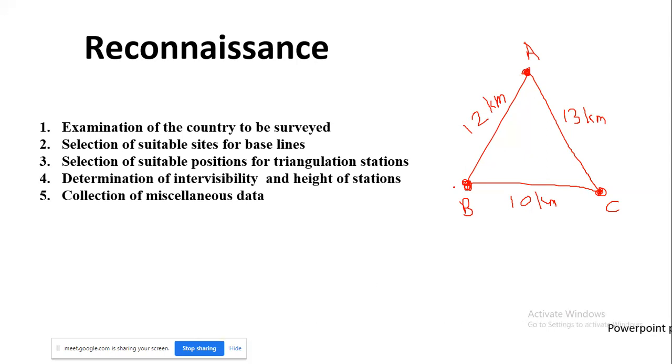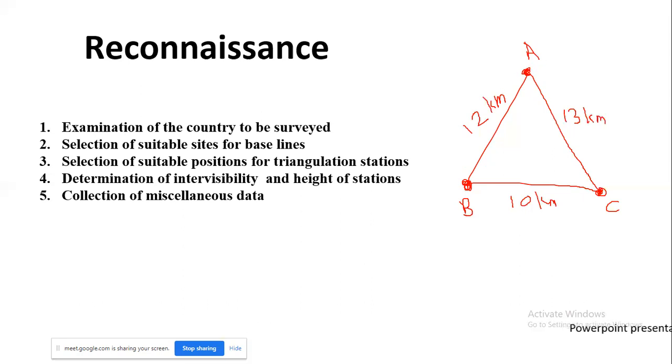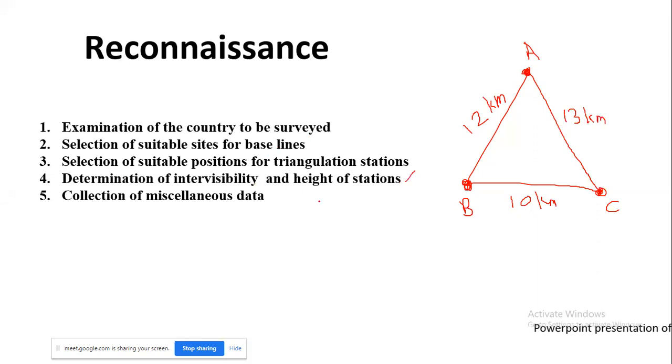But in between, suppose you are interested in locating a point here, which is at a distance of 12 kilometers only, as I am marking. Suppose this is our college point, and this is the CBS stand. The CBS stand cannot be visible, but you can see our college, as it is at a higher elevation, but as compared to A, it is at a lower elevation. For that purpose, you are supposed to erect a tower and determine the height, so that from this point, the A point can also be visible. That is nothing but determining the intervisibility and the height of stations.